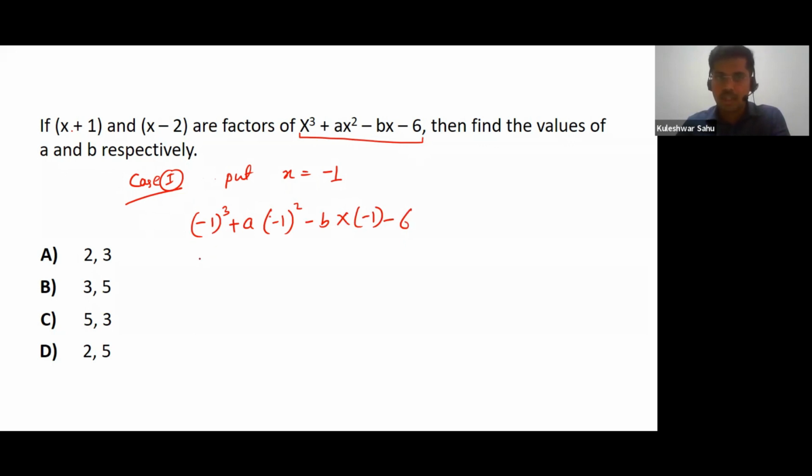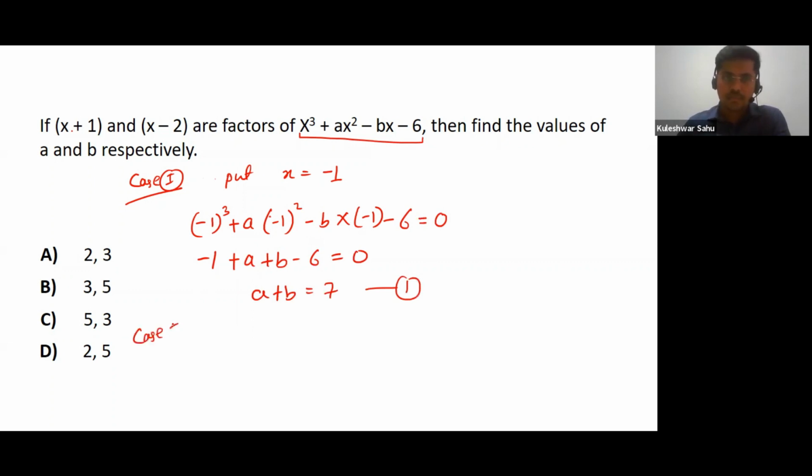Minus 1 cube is minus 1 only. Minus 1 square is 1. So plus a minus b into minus 1 plus b minus 6. And as I said, the remainder must be 0, so this has to be 0. That means a plus b should be equal to 7. Let's say this is our equation number 1.